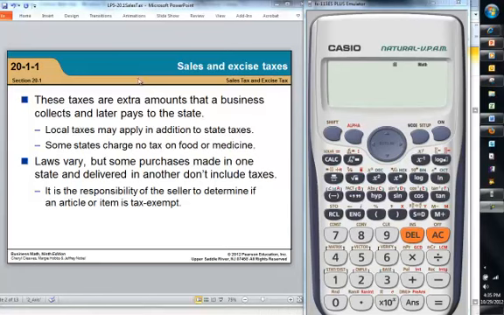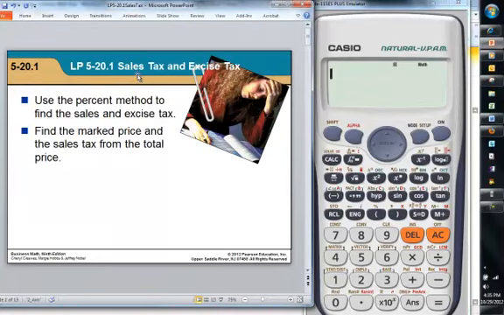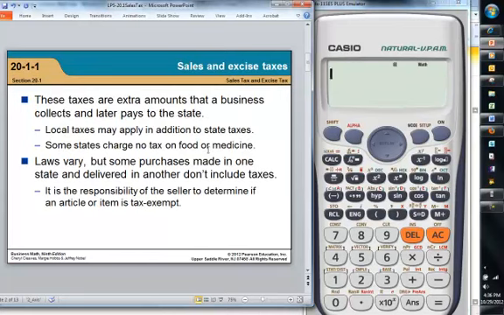This is lesson 20, or 5-20.1. We're going to talk about sales tax and just a little bit on excise taxes. We're going to use the percent method to find sales taxes and then find the marked price of a sales tax given the total price.